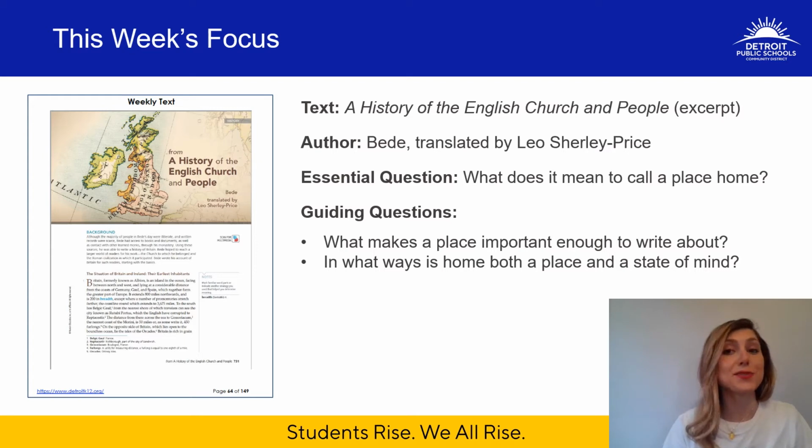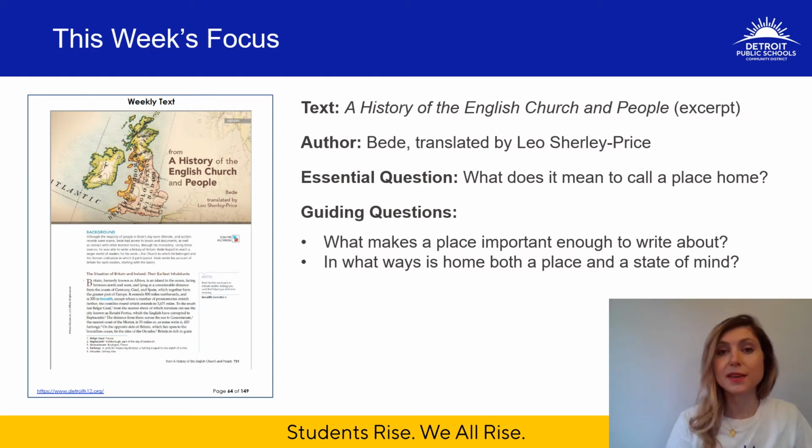This slide is extra exciting today because we are going to be connecting the unit's essential question to our writing assignment at the end of today's lesson. Just as a review, the text we're reading is A History of the English Church and People. Bede is the author. Our essential question, if we don't already know it by heart, which we should, is: what does it mean to call a place home? And our guiding questions: what makes a place important enough to write about? And in what ways is home both a place and a state of mind?